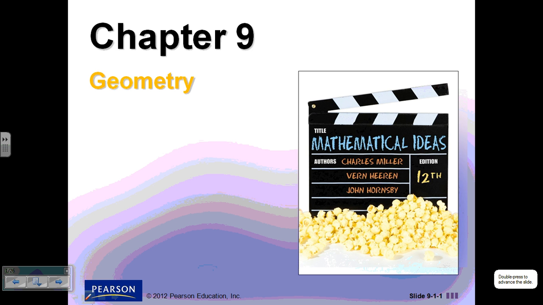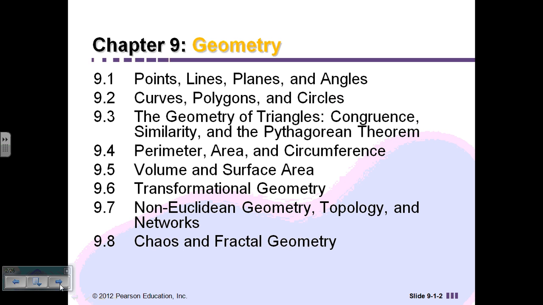All right, we're going to be talking about Chapter 9 the next couple weeks. Chapter 9 is a geometry unit. The first couple of sections we're going to be talking about just some terminology like points, lines, planes, angles, circles, things like that. Getting to Section 3 this week, we're going to be talking about congruence of triangles, similarity of triangles, and Pythagorean theorem. We're going to get into some area and circumference, volume and surface area, and some of the transformational geometry.